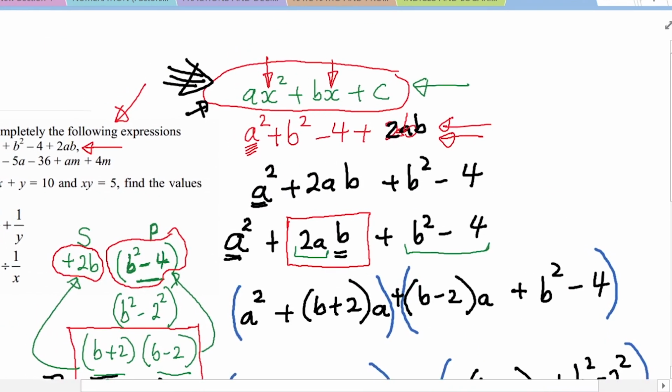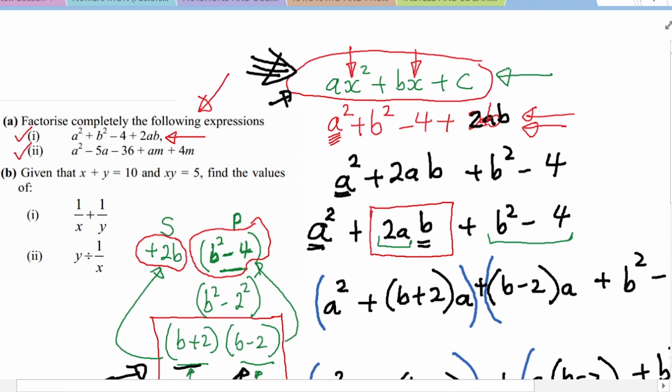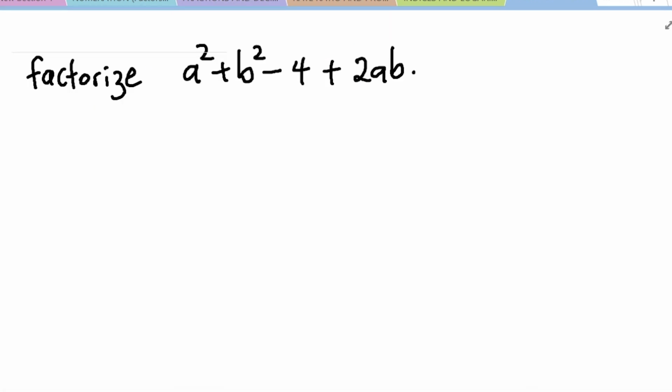We have factorized that. Now let me do it another way. This other way of doing it, I'm going to use the quadratic formula, what we call the bulldozer method. But let's not forget that the general expression for a quadratic equation is given by ax squared plus bx plus c.